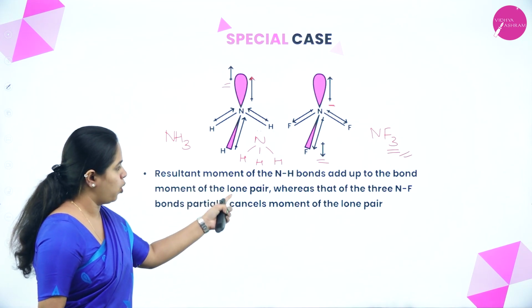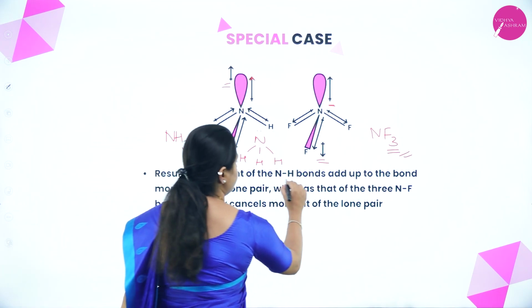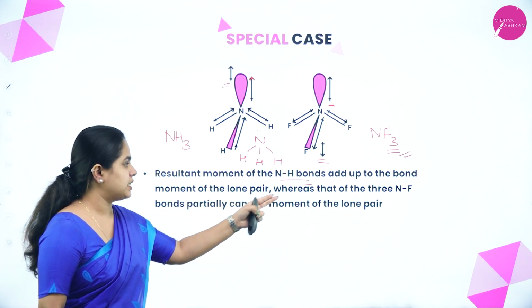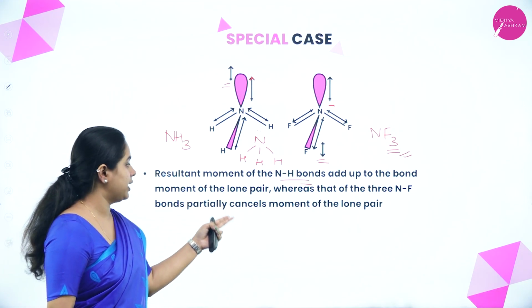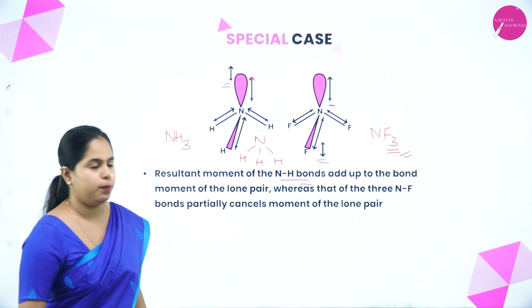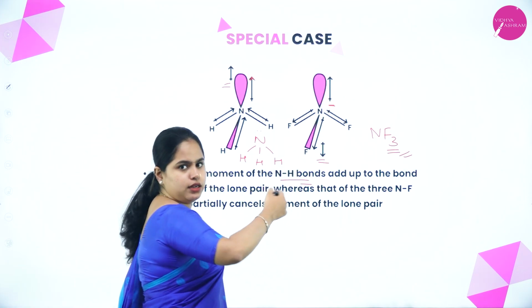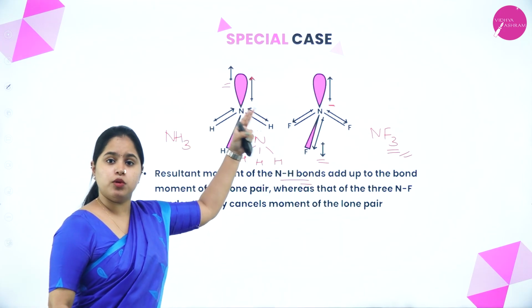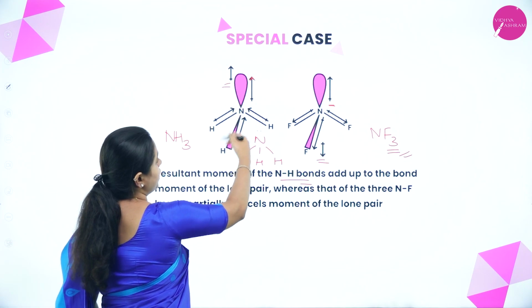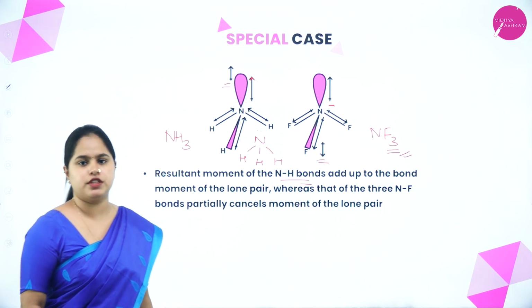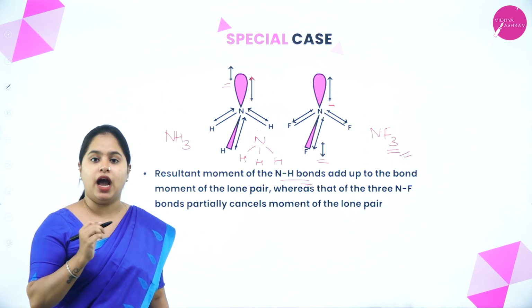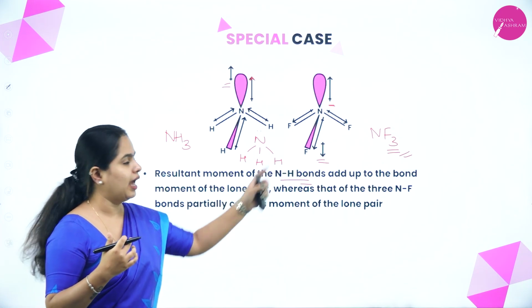So the resultant moment of the NH bonds, right, adds up to the bond moment of the lone pair, whereas that of the three NF bonds partially cancels the moment of the lone pair. So the dipole moment of the lone pair is towards up and it cancels out each of these. So in this case, the dipole moment of the lone pair adds up to the dipole moment of each of these NH bonds. Hence, what you have to remember, ammonia will be having more dipole moment than NF3.